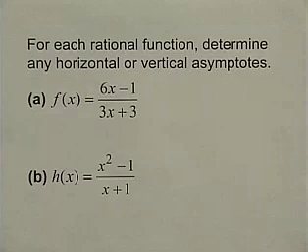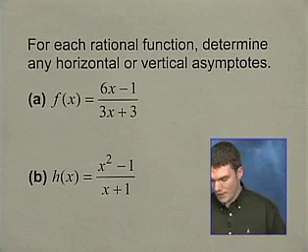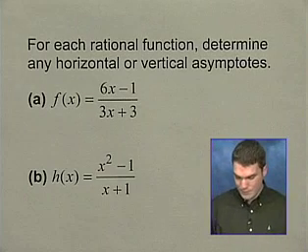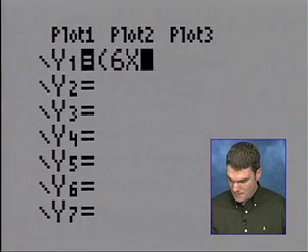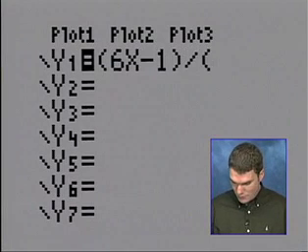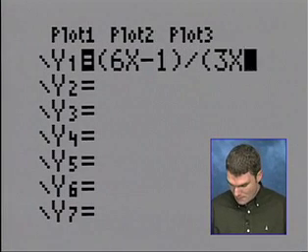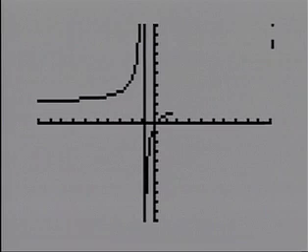For each rational function here, determine any horizontal or vertical asymptotes. Well, let's take a look at them first. Take your graphing calculator, go to y equals, and then in parentheses 6x minus 1, close parentheses, divided by the group 3x plus 3, close parentheses, and graph.